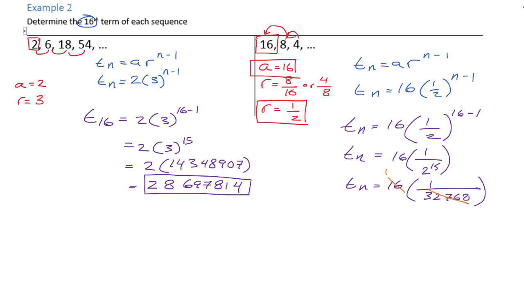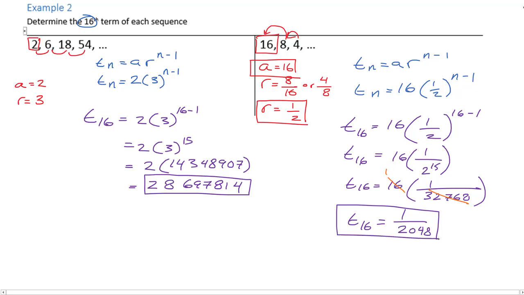Before I get to that, this should say 16 here. This whole time I've been writing n. I'm sure some of you noticed that. There we go, because we're trying to find term 16. Term 16, when I reduce it, I get 2,048. So it's 1 over 2,048. That's the 16th term.